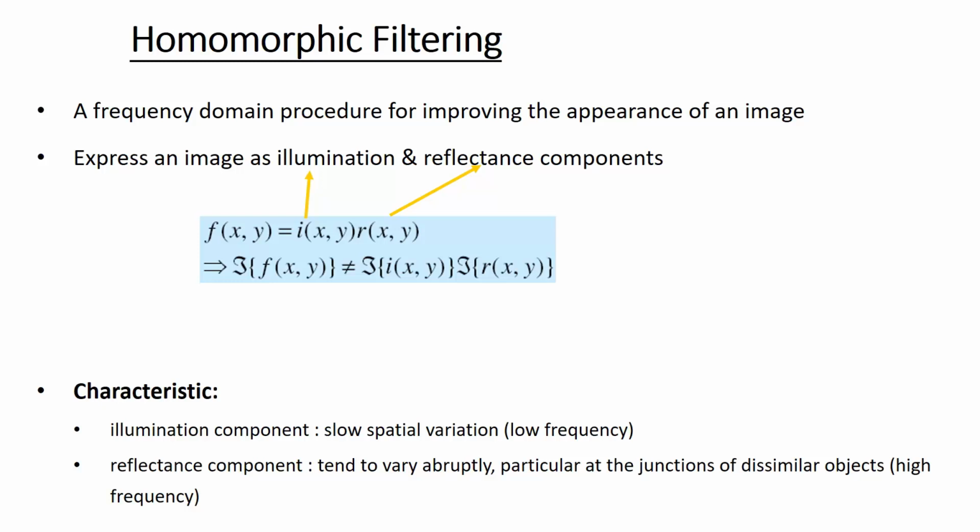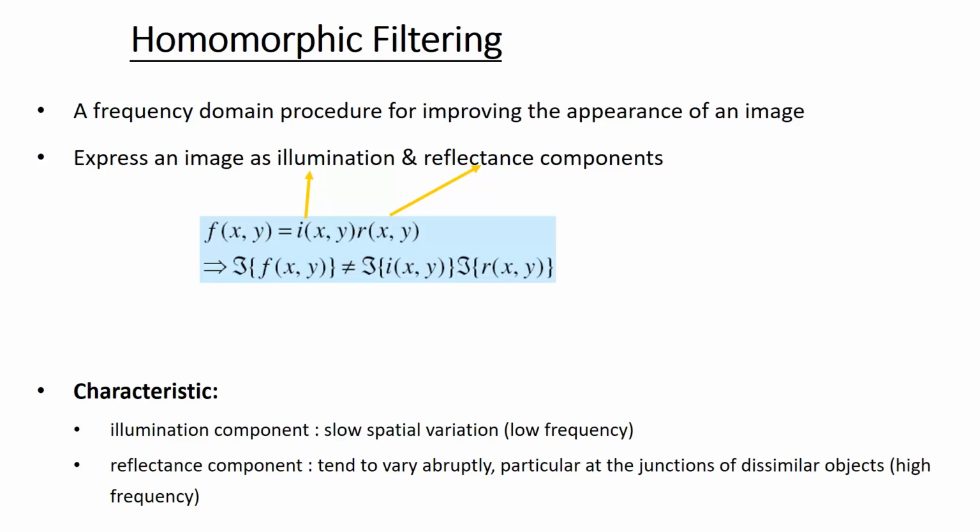An image can be modeled as an illumination reflectance model, in which f of x comma y is equal to i of x comma y multiplied with r of x comma y, i of x comma y representing the illumination component and r of x comma y representing the reflectance component. The illumination component is a slow spatial variation, or a low frequency component, while the reflectance component tends to vary abruptly, particularly at the junction of dissimilar objects. So those are high frequency components.